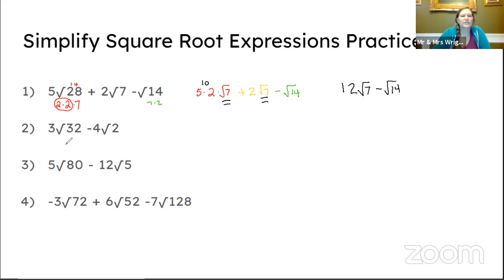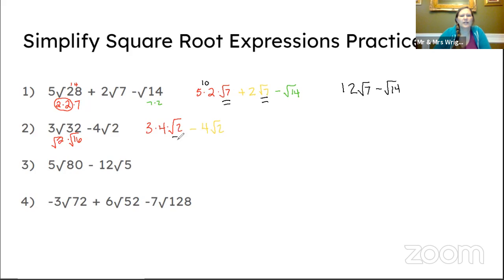All right, so moving on to number 2, we've got 3 radical 32. I happen to know that 2 times 16 is 32. And so doing it this way, what I'm going to do is keep my coefficient here, 3. And then I can't find the square root of 2, so I'm going to put in the square root of 16 because I know that is 4. Okay, and then I can't forget my radical 2 here. Okay, and then minus 4 radical 2 is already in its simplest form.